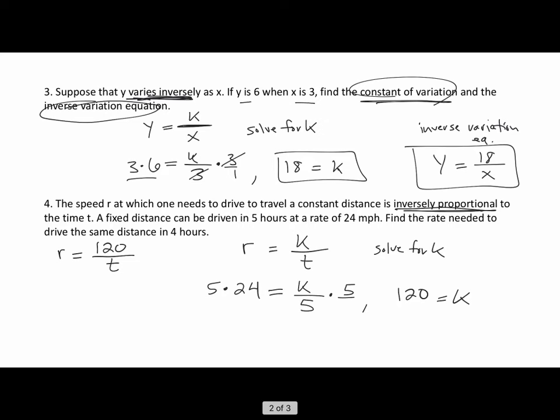So then they ask me, find the rate. So find r to drive the same distance in 4 hours. So that's t, the time. Well, 120 divided by 4 is 30. So the rate is measured in miles per hour. So that means that's going to be 30 miles per hour to drive the same distance in 4 hours.